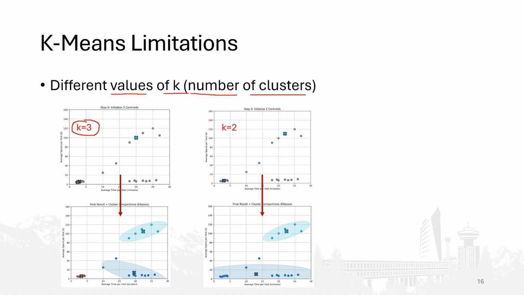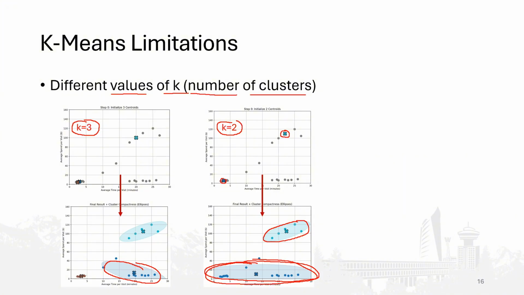Now, what if we change K to be 2? Then in this case, we only have 2 classes. So at the end, the data points will be divided into 2 classes. So you can see now the blue one is less compact than the blue one using K equal to 3, because now we have fewer groups. So that means some of the clusters may have a larger distance.